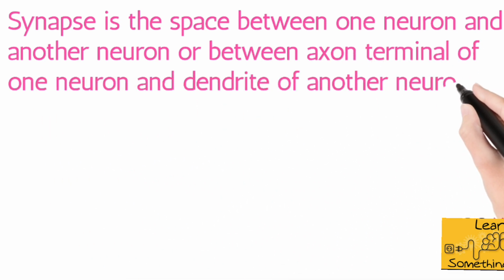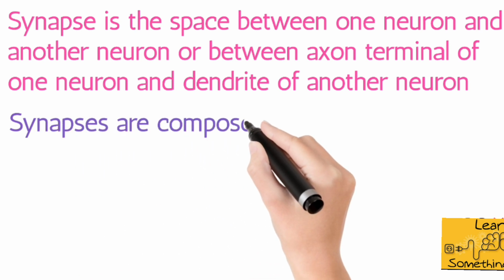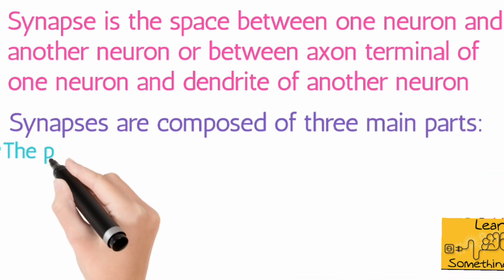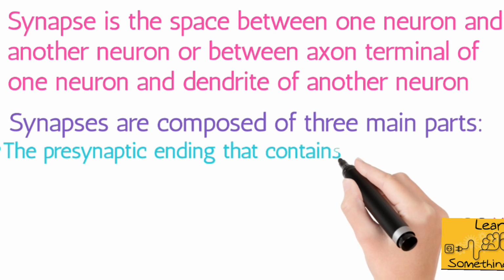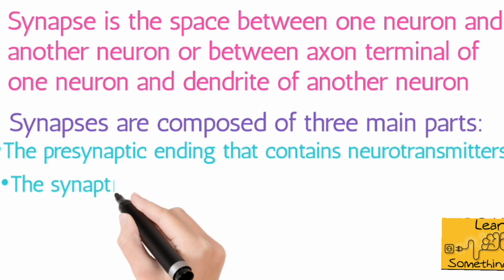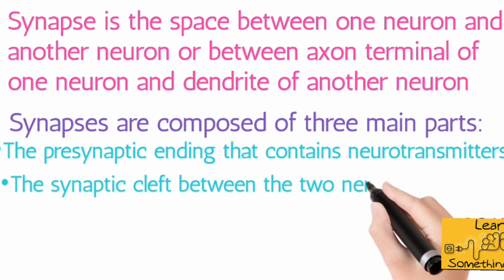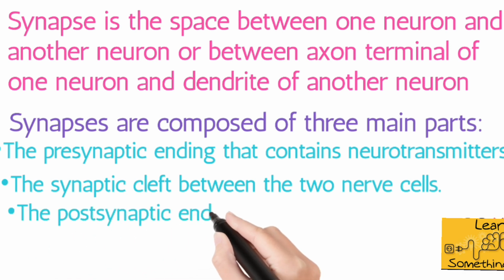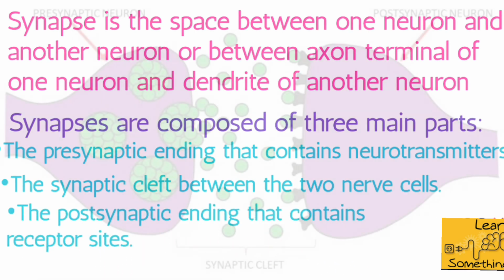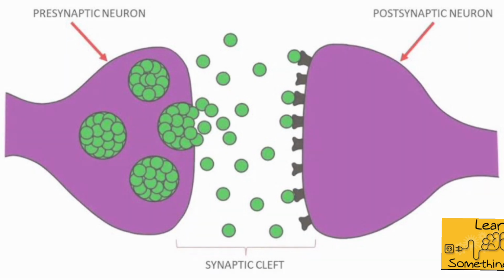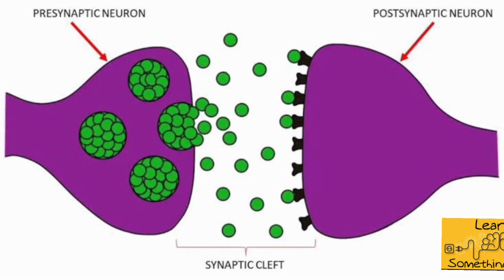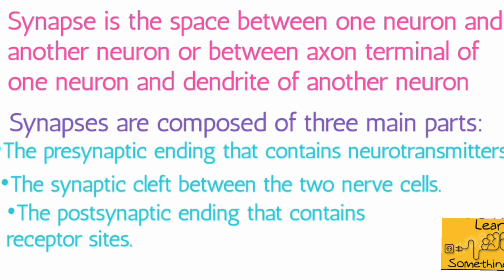It is not necessary that the synapse will be formed between neurons only. The synapse can be formed between glands, muscles, etc. Synapses are composed of three main parts: a presynaptic neuron, a postsynaptic neuron, and a synaptic cleft. So let's talk about the composition of synapses one by one.